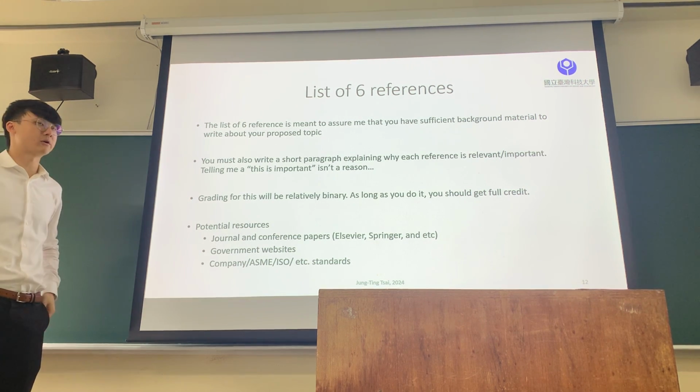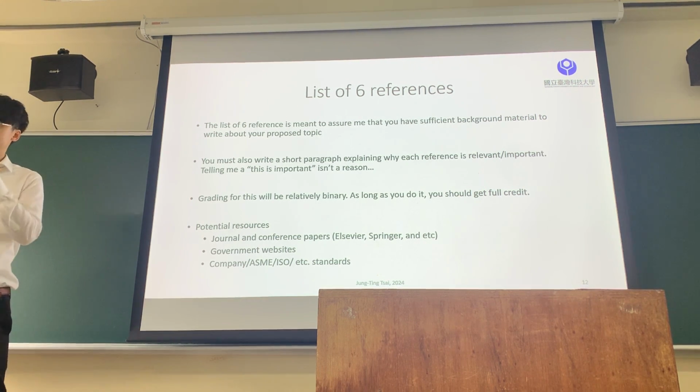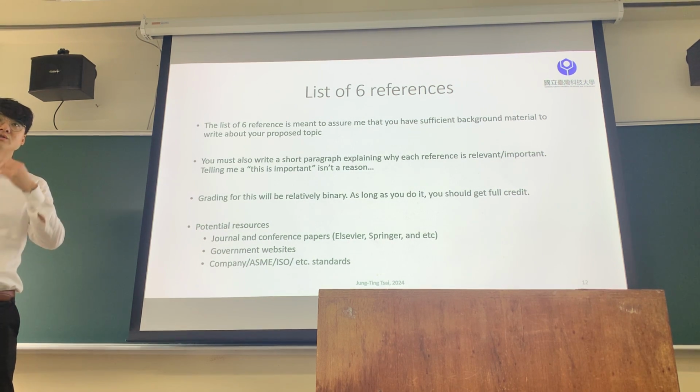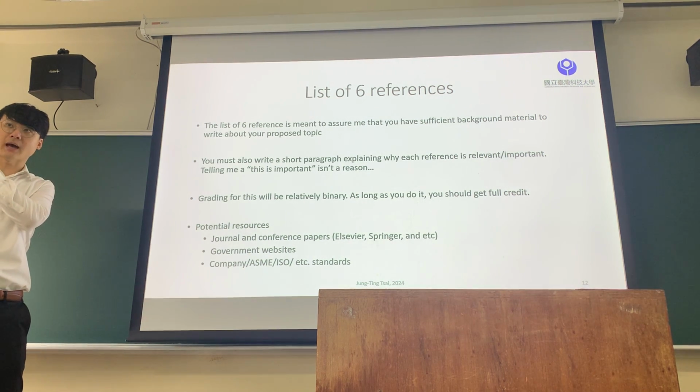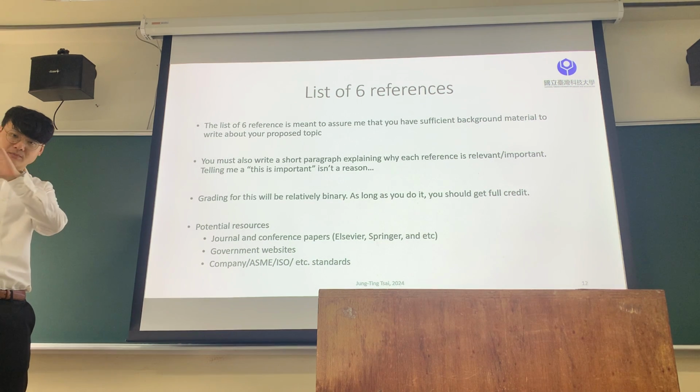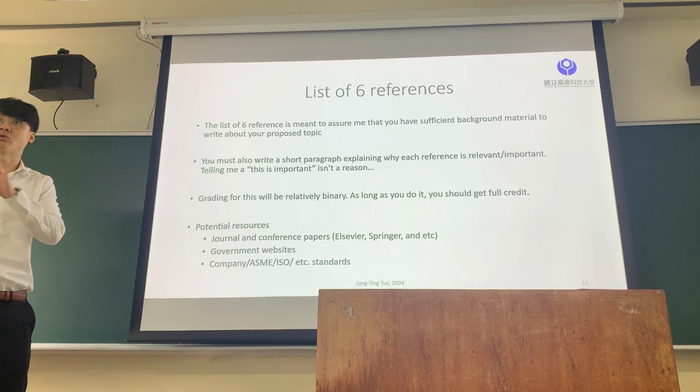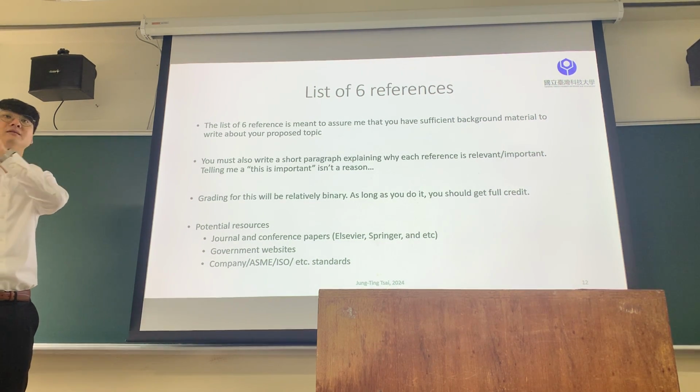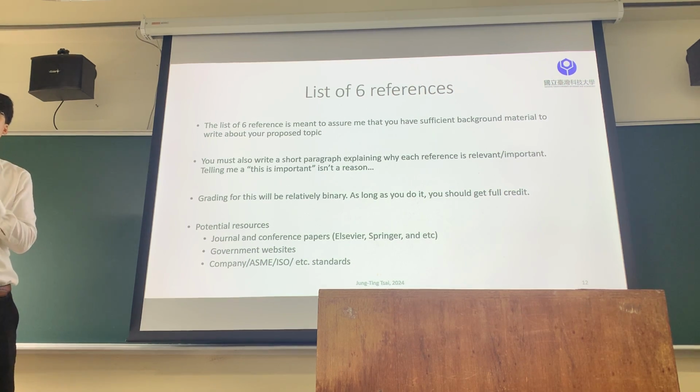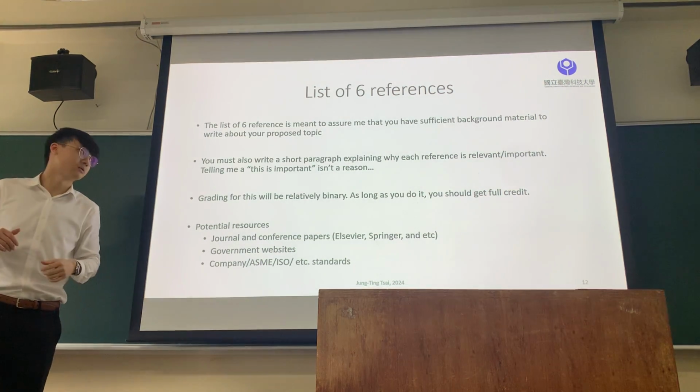Grading for this is very binary. All of these 3 are very binary. If you submit, you get the entire point. Once you submit, it doesn't matter what the content or the quality is. If you submit, you get the entire point. So binary means either 4 points or no points.